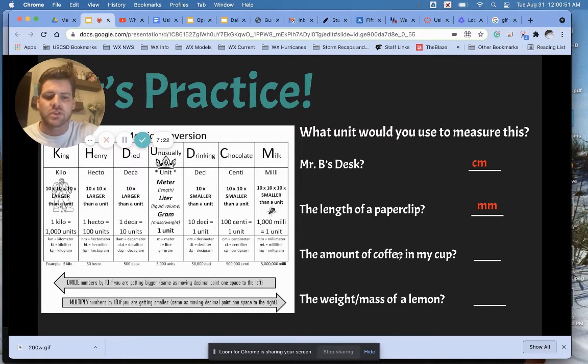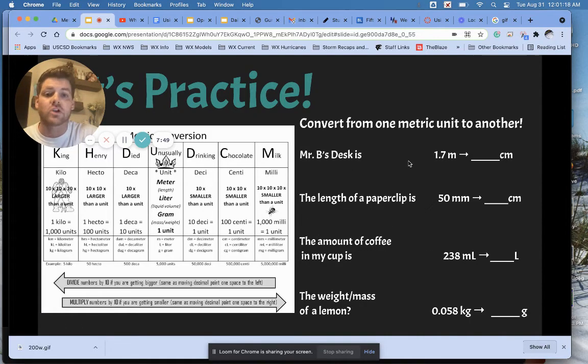If we were going to measure the amount of coffee in my mug or in my cup, we're probably talking milliliters. Okay. The best way to remember liters, because that's one that we really don't ever talk about, is think about a 2-liter bottle of pop or something like that. So we're talking about just a little bit of coffee. We're probably talking about milliliters. The weight or mass of a lemon, now we're talking grams. Okay, we're trying to get the mass of that.